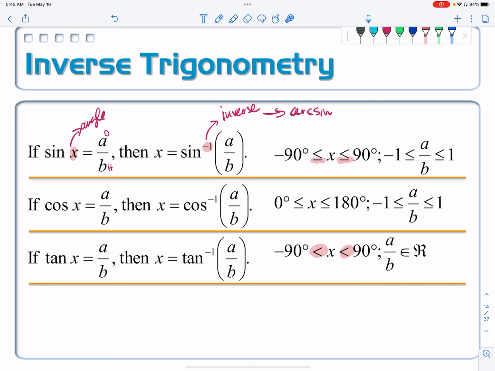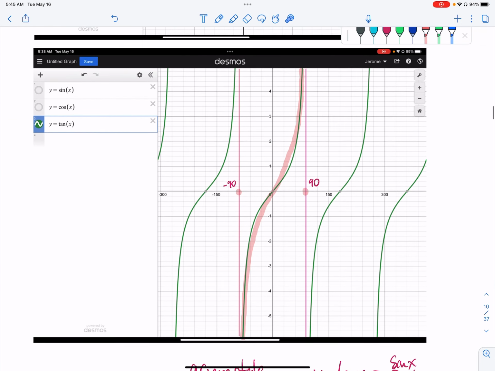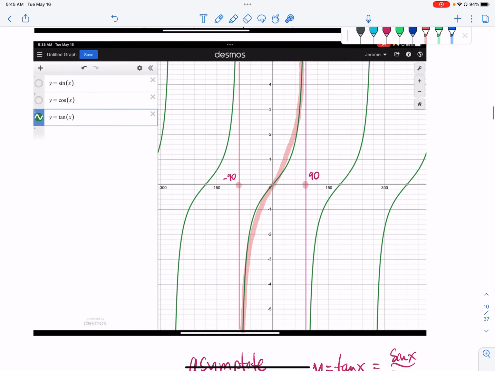Over here, it says that the ratio is, and this symbol, you might remember from semester one stuff, means is an element of, and this is the symbol for all real numbers. It just means that your output for tangent is supposed to be a real number, any real number, not bound between negative 1 and positive 1, but from negative infinity to positive infinity. You see that on the graph. Down here is pointing towards negative infinity, and up here is pointing towards positive infinity.